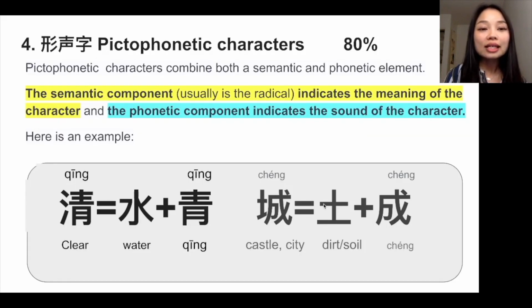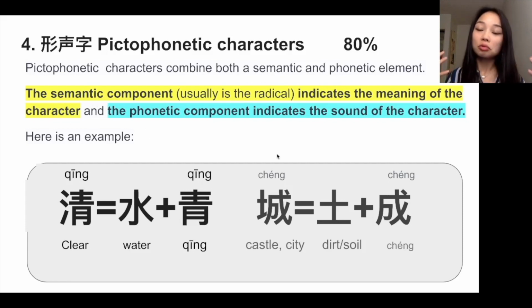And the fourth type is the Picto-phonetic characters. Okay, they make up 80% of the characters. So you need to make sure you understand, okay, because this is the 80% of the characters. So they combine both a semantic and a phonetic element. Okay, so the semantic component usually is the radical.